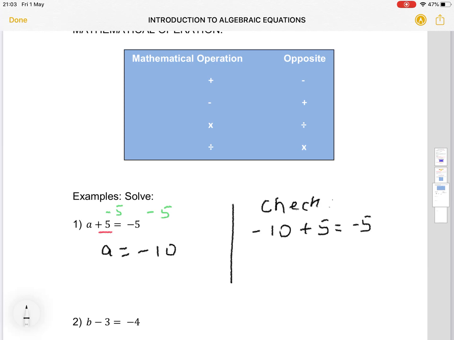So let's see. Negative 10 plus 5. I owe 10 euro, I only have 5 euro in my pocket, so I give that 5 euro, but I need to still give back another 5. I still owe 5 euro. So on the left hand side I have negative 5. On the right hand side I have also a negative 5. Since both sides are equal, then my answer is correct. Okay? Now, example 2.